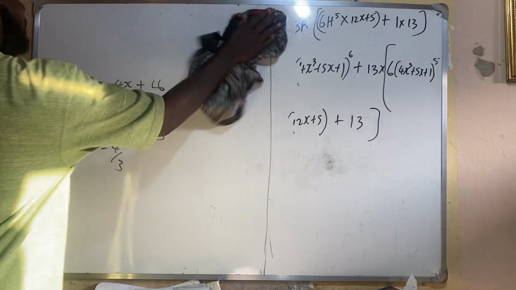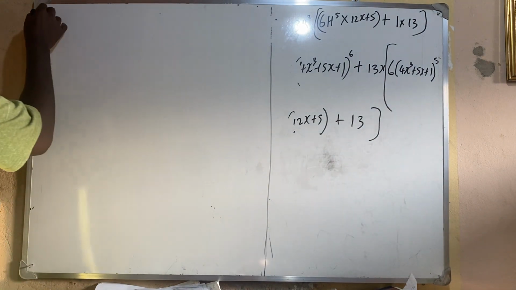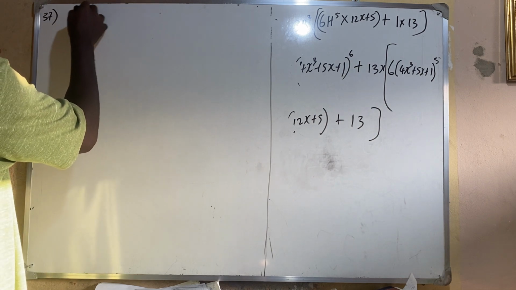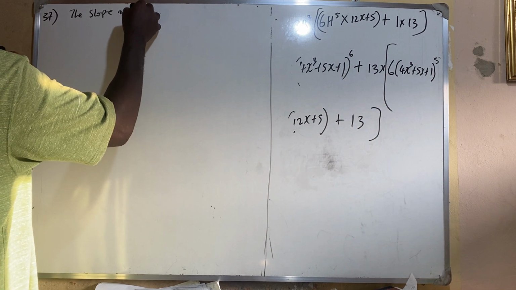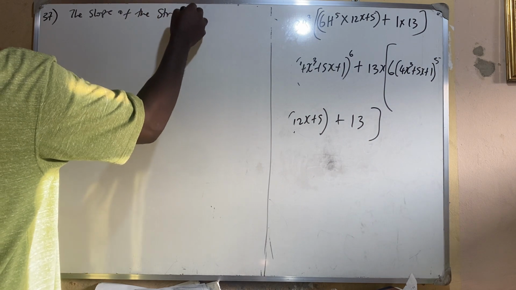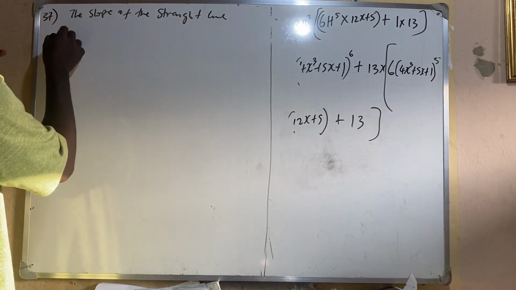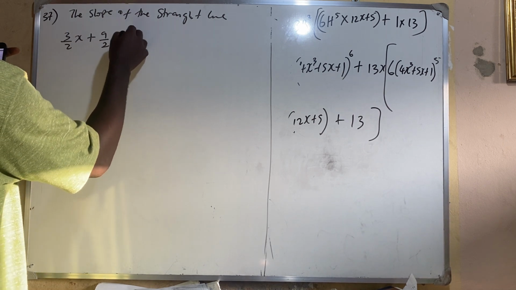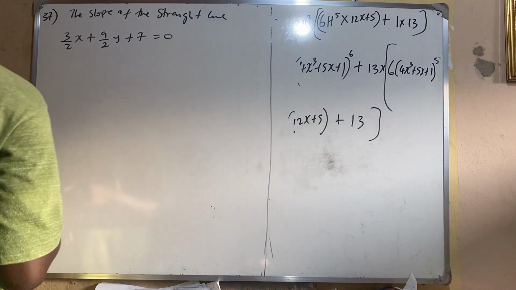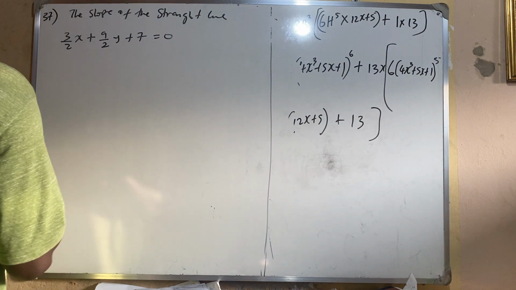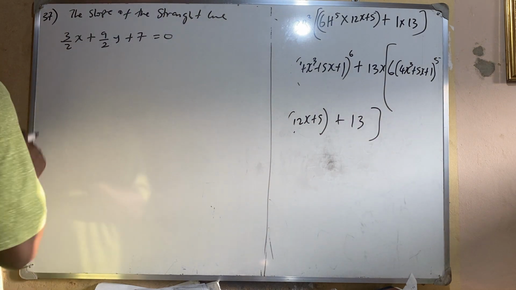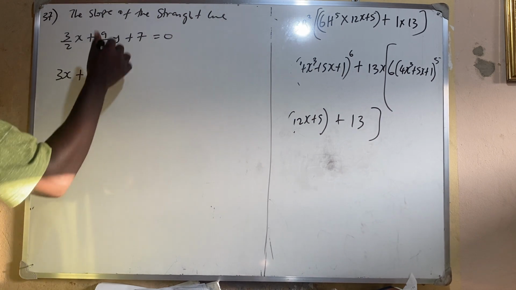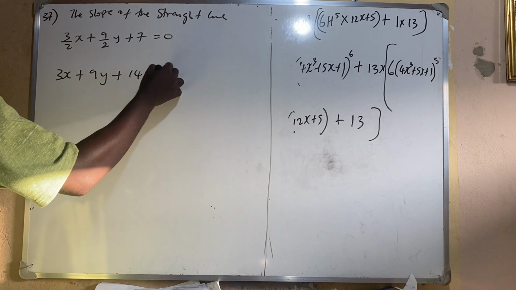So that is that. Question number 37 said the slope of the straight line 3 over 2 x plus 9 over 2 y plus 7 equal to 0. So let's make y subject of the formula. But before that, we can multiply everybody by 2 so that we can remove the denominator. If you multiply these by 2, I'm going to have 3x, 9y, and 14, is equal to 0.